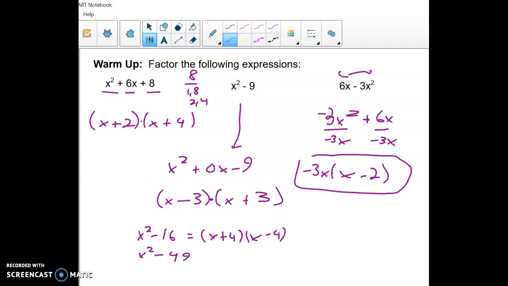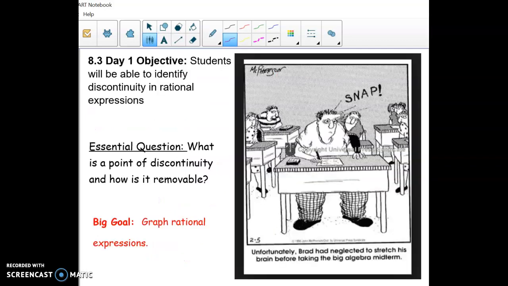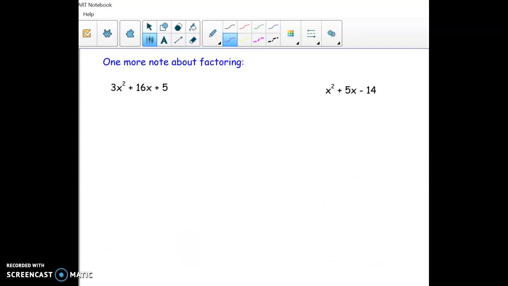All right, so let's get on with our lesson. 8.3, our big goal is we're going to graph rational expressions. I know we did them a little bit. We've already graphed 1 over x, that was the inverse one, but we're going to start to graph more complex ones. There's a lot of pieces to it, and today we're going to learn just one of the pieces, which is called a discontinuity, like a break in the graph, kind of like this kid's brain is breaking here. All right, so let's get going.